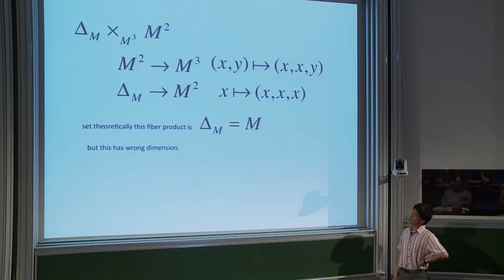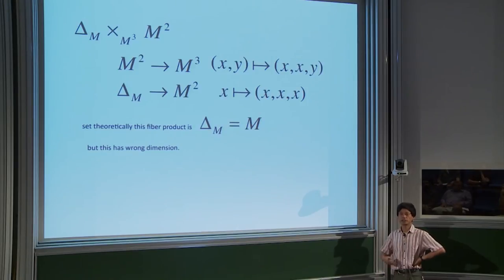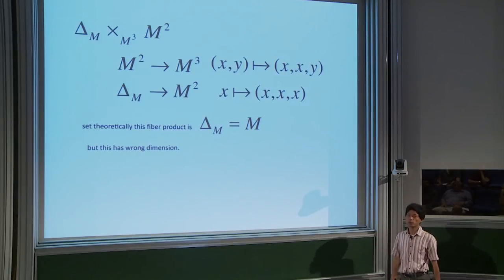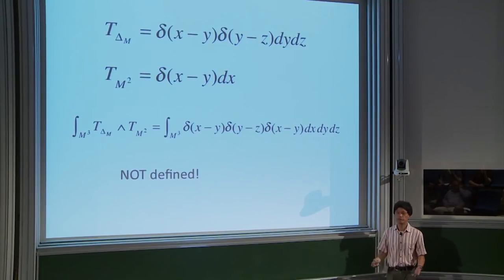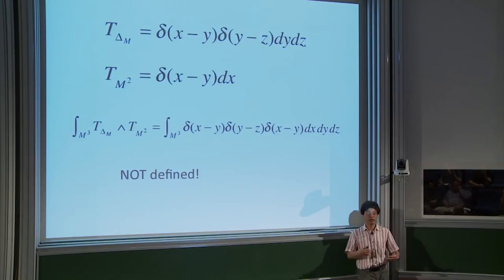But what's wrong about it is that this fiber product is not a good fiber product. Its dimension is not correct. I mean, this dimension should be zero dimensional, but it has M itself, because the intersection is not transversal. So you can rephrase it in the following way. This diagonal as a current is equal to this: with x, y, z in M, you have a delta function and dx, dy, dz. This is a 2n-form. But then this M square, you just equate x equal to y, so you have a delta(x minus y) dx. So you want to take intersections and count the number. The natural thing is to take a wedge of these two currents and integrate. But of course, this is not well defined, because the delta function of (x minus y) squared is not well defined. So if you try to do this in some way, you get infinity.